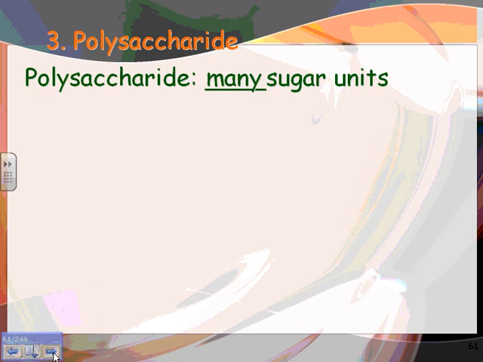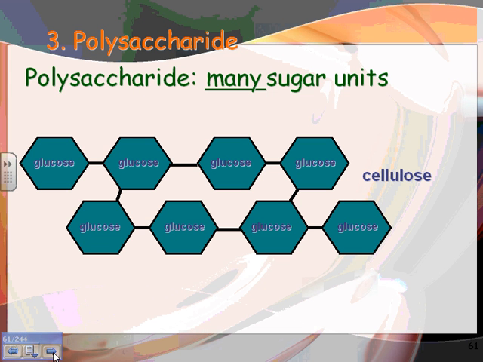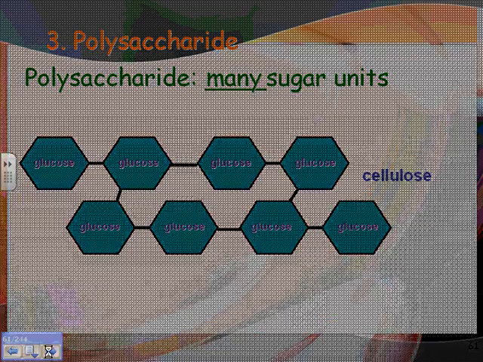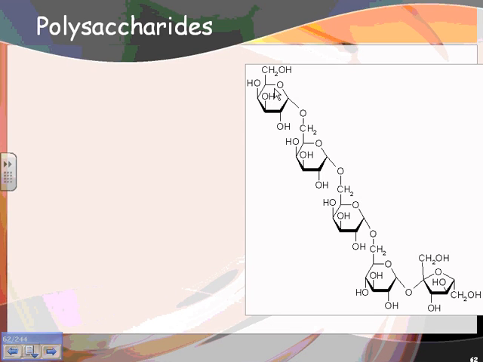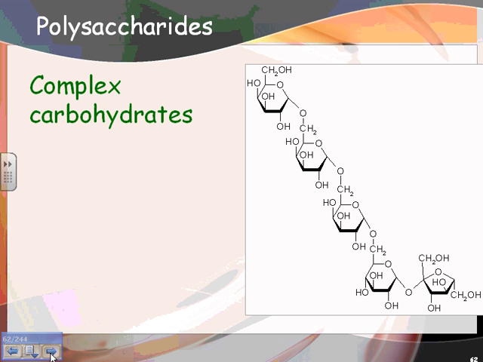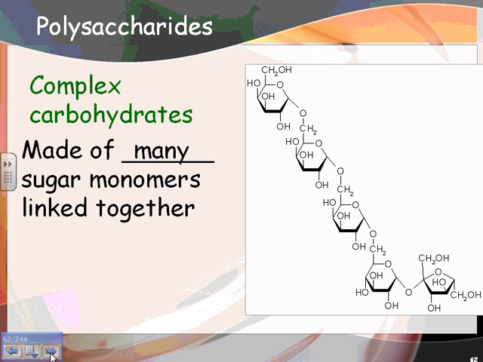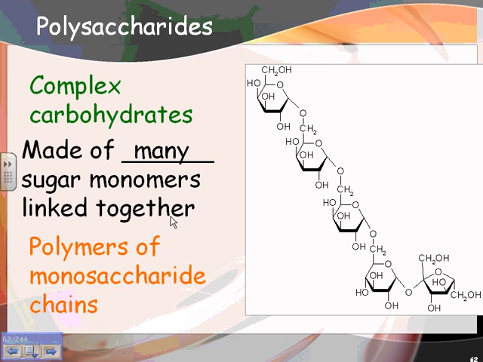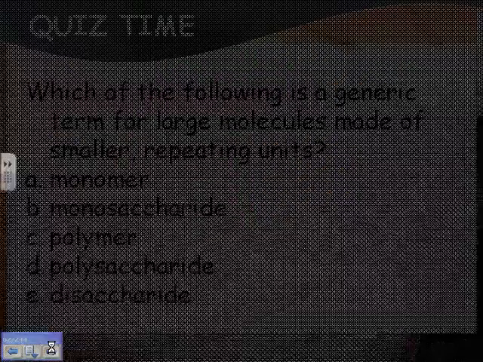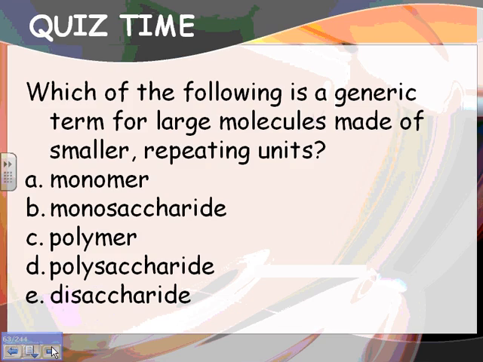Yum. Okay, polysaccharides. A polysaccharide is many sugar units. Here's an example: glucose to glucose to glucose to glucose, a whole bunch of glucoses together make cellulose. Here's another polysaccharide: mono to mono to mono to mono makes poly. Polysaccharides are complex carbohydrates. You'll use this for longer term energy storage, not for years, but for many hours. They are made of many sugar monomers linked together. Polymers of monosaccharide chains. So that's this. We're going to stop there for now.